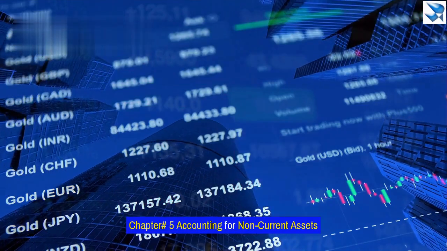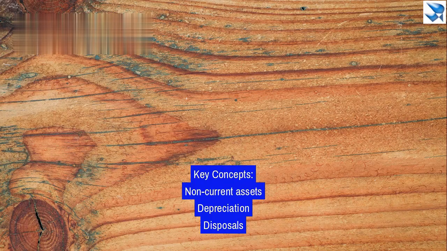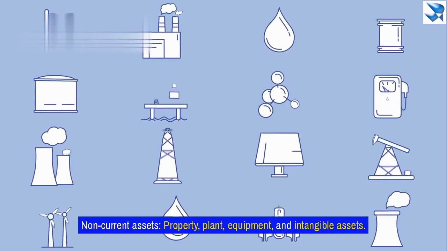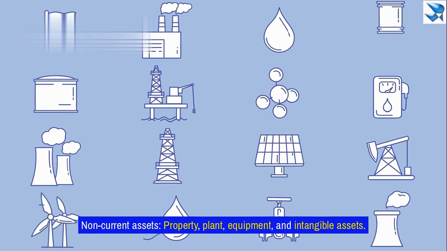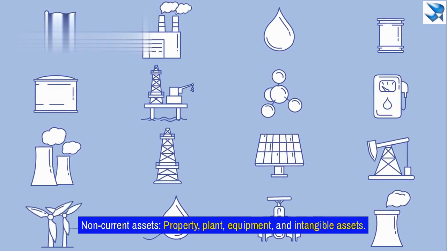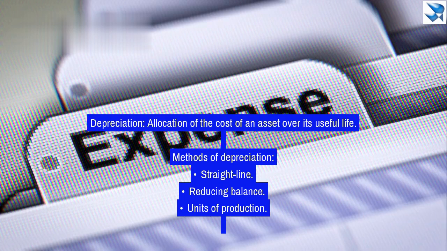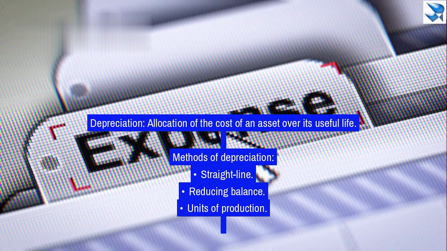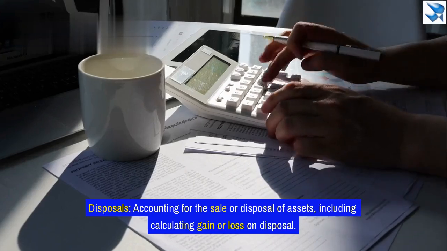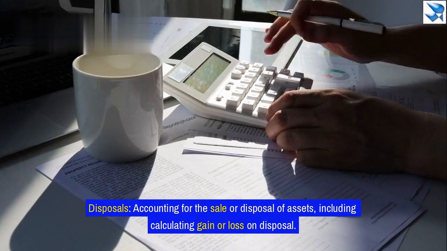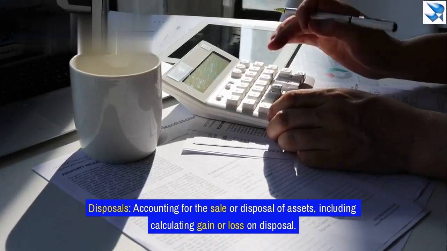Chapter number 5, Accounting for Non-Current Assets. Key concepts: non-current assets, depreciation, disposals. Non-current assets: property, plant, equipment, and intangible assets. Depreciation: allocation of the cost of an asset over its useful life. Methods of depreciation: straight line, reducing balance, units of production. Disposals: accounting for the sale or disposal of assets, including calculating gain or loss on disposal.